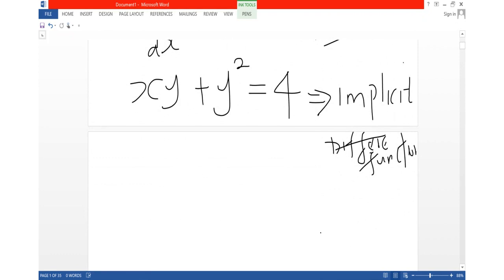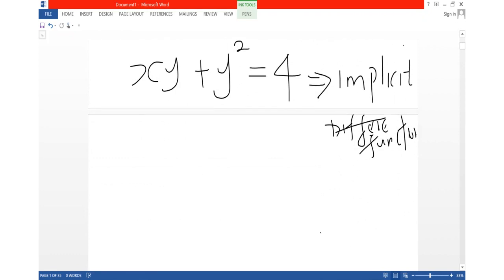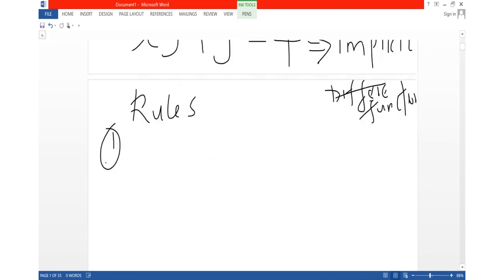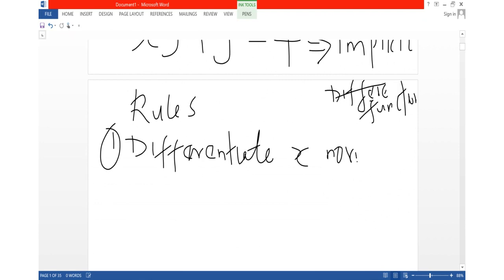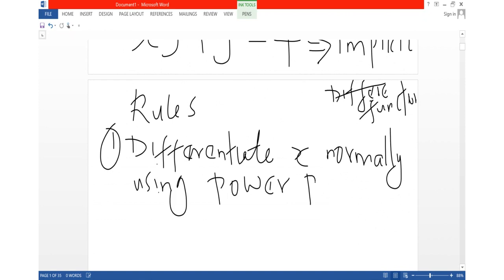So what are the rules of differentiating using implicit? The rules are easy. There are 3 rules. You have to remember them. Rule number 1: we differentiate x normally, using power rule. So we differentiate x using power rule.